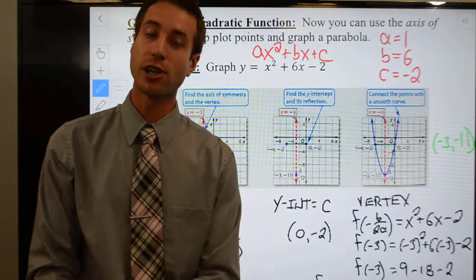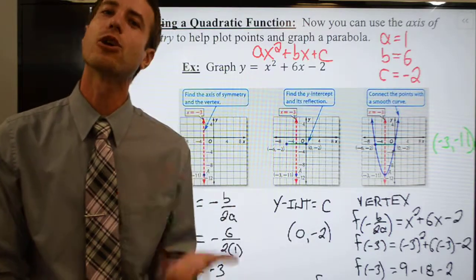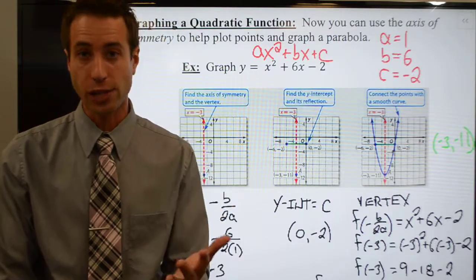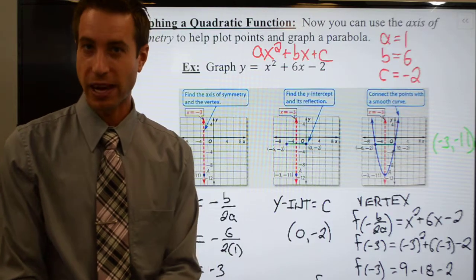Guys, that's the way that we're going to start off by graphing these parabolas. I know it looks like a lot of work. It'll go a lot faster once you get used to it. So head on over to the next page of the notes. We'll practice graphing a few more parabolas, and I'll meet you guys there.